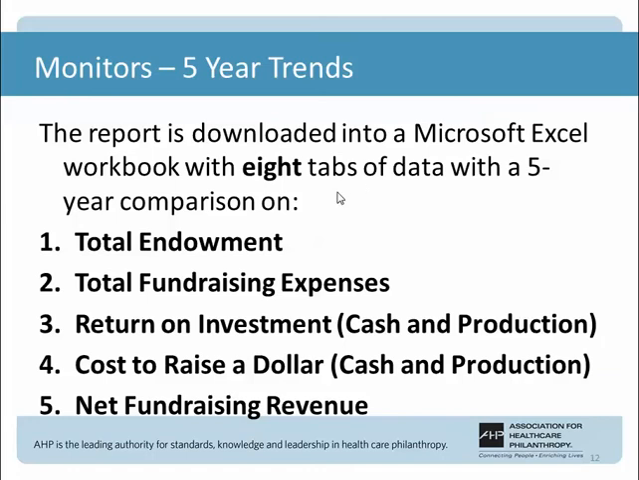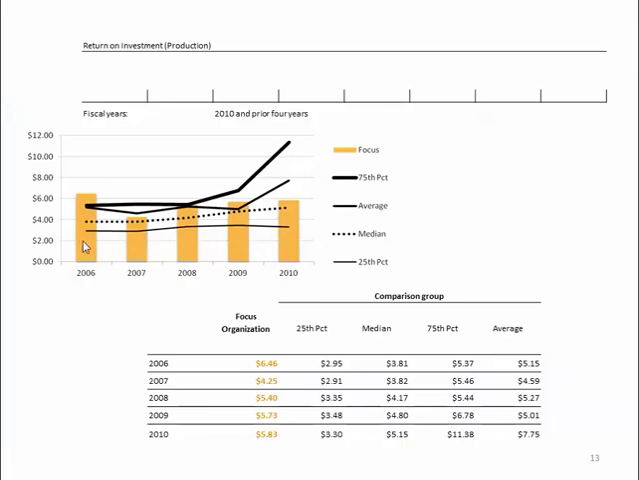Your 5-year trends report runs the same way. You choose your comparison group and the year you want to report on. It'll generate an Excel file that shows over 5 years your total endowment, your total fundraising expenses, your return on investment, your cost to raise $1, and your net fundraising revenue. It'll provide your data shown here in the orange columns with an overlay of the trend lines above it. So you'll see the 25th percentile, the median, the average, and the 75th percentile for your comparisons. It'll also provide a table to show you the actual data.